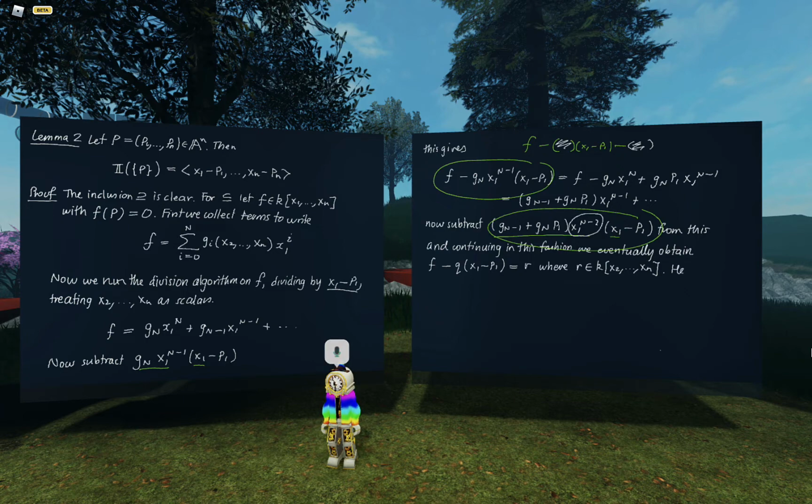All right. Okay, so hence we've written f as, let's call it, q1 times x1 minus p1 plus something, which is a polynomial in only the variables x2 through xn. So I'm going to do this again with x2 minus p2 and so on, but I'll pause here for questions. Is everybody with me so far?